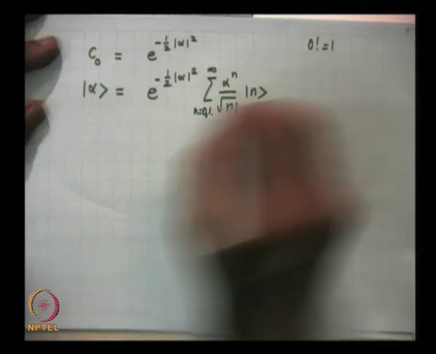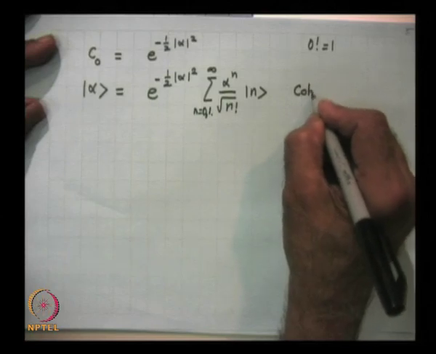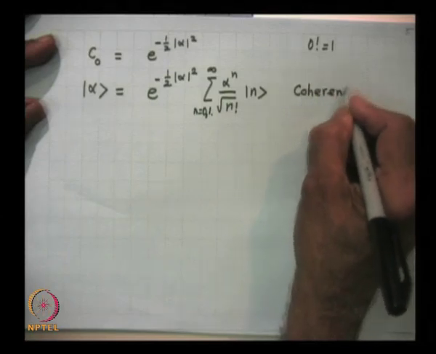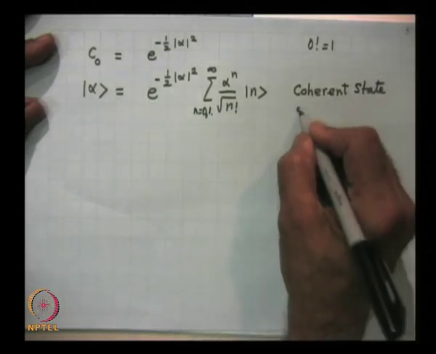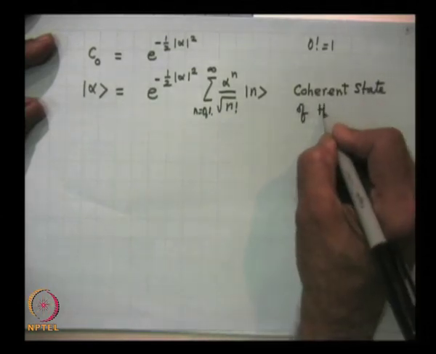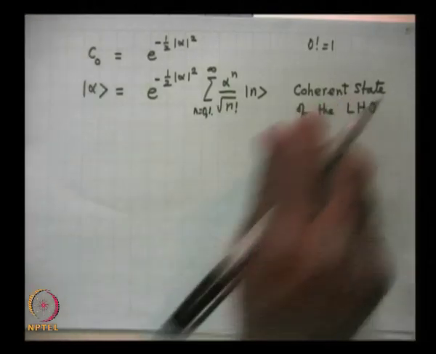So, this state is usually referred to as a coherent state, and I will tell you the importance of this coherent state of the linear harmonic oscillator.